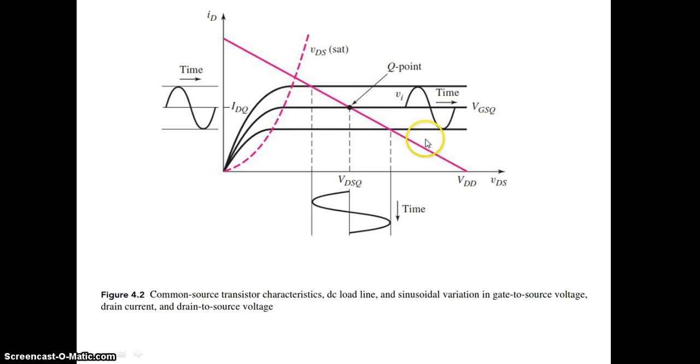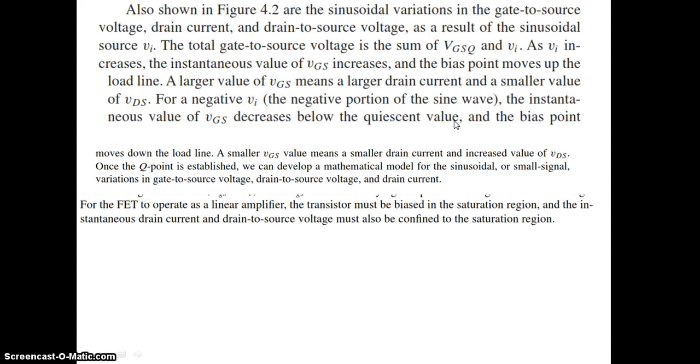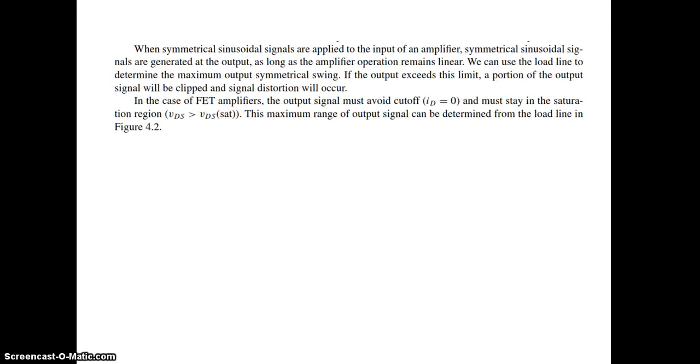Saturation region means ID remains constant if you vary the VDS. Okay, if you vary the VDS, the ID is a straight line. So the Q point always lies in the saturation region. Okay, that's what we are saying. The Q point lies in the saturation region, and this is the variation of VDS, this is the variation of ID, and this is the variation of VGS, the small signal variation. That's what we have explained here.